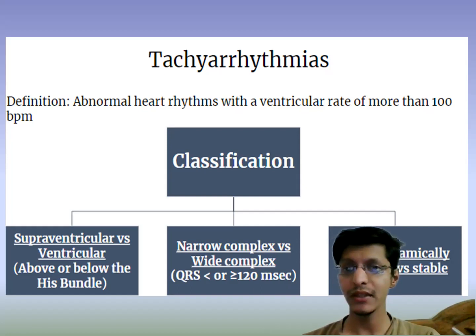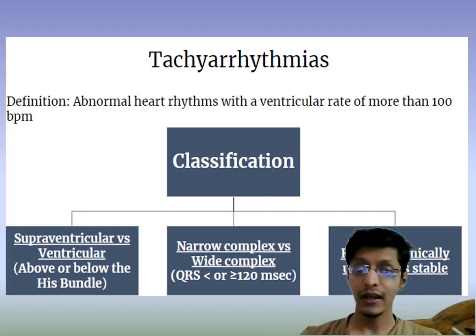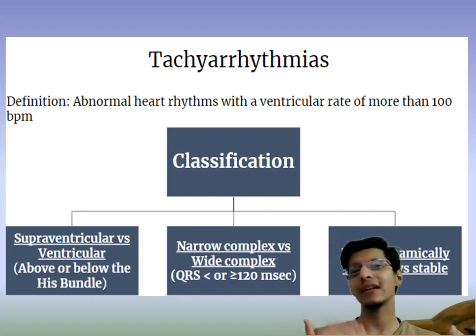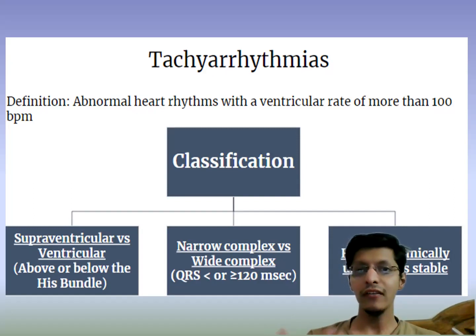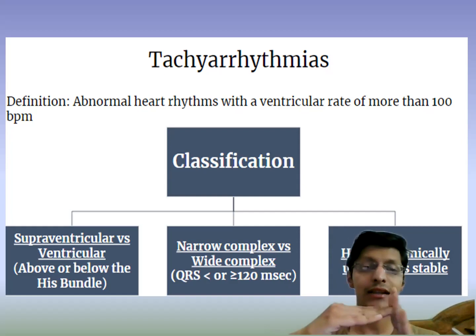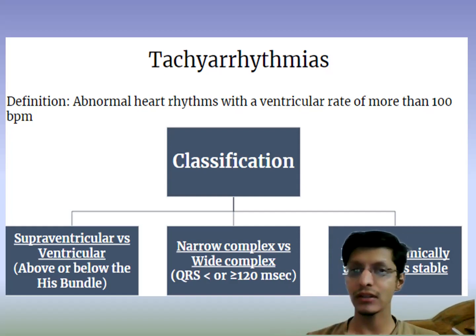We all know what is arrhythmia. Tachyarrhythmia is nothing but a heart rate of more than 100 beats per minute. And how do we classify it? Very important. We have three classifications of arrhythmias. Either the anatomical classification. If, for example, this is the bundle of His, anything above the bundle of His would be supraventricular, and anything below the bundle of His would be ventricular, as a general rule.